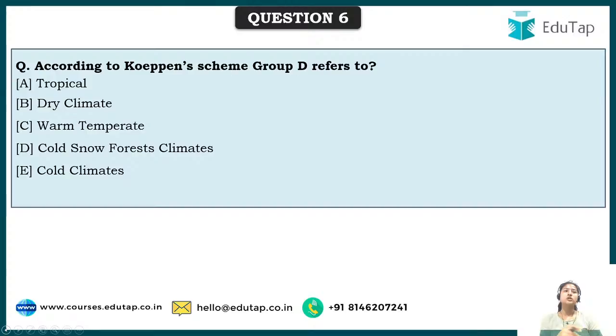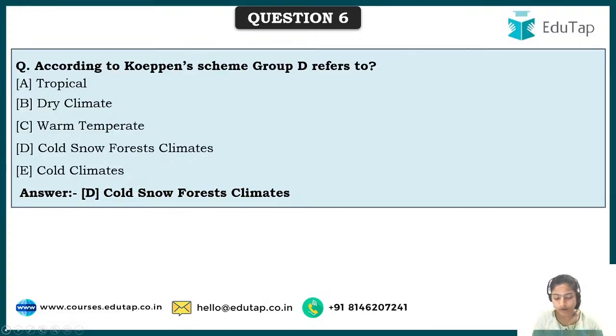For example, the critical temperature in the summer season, the critical temperature in the winter season, and the critical rainfall in the rainy season. He took these different aspects into consideration, and then he made a categorization. And you have to guess what group D refers to. So the correct answer is D, that is cold snow forest climate.